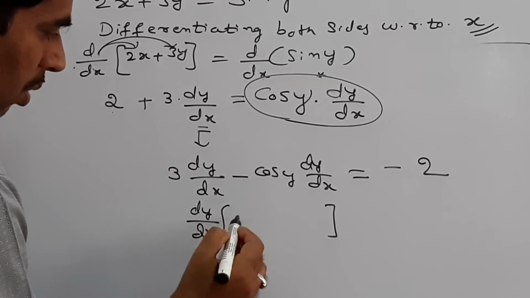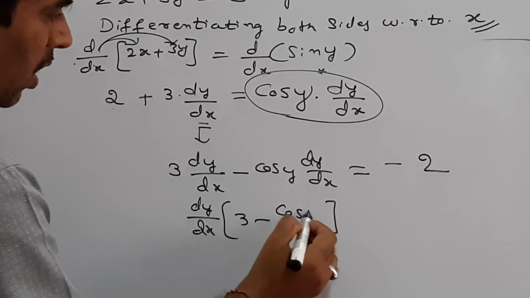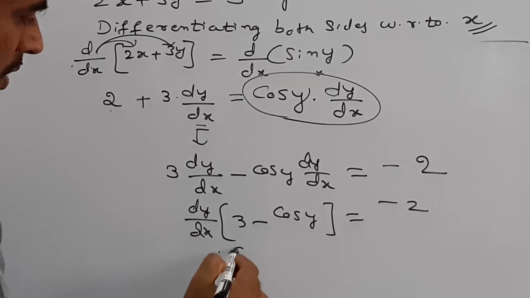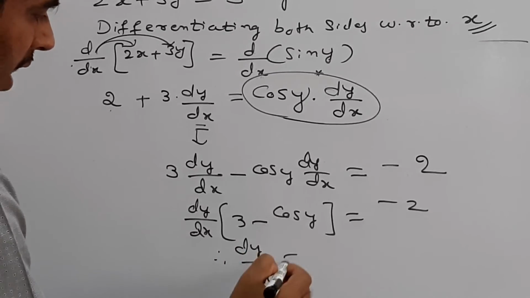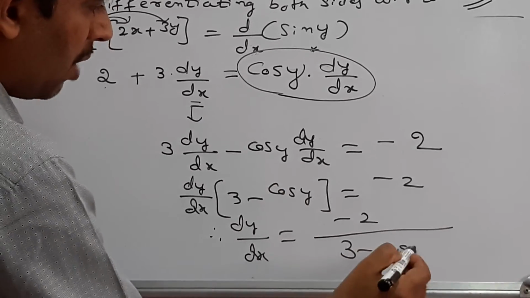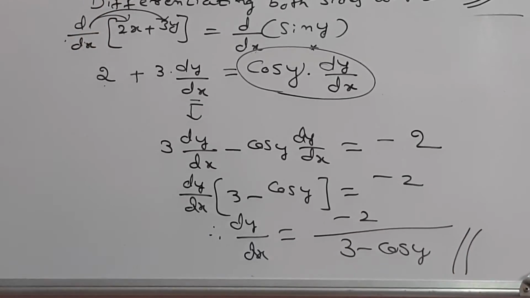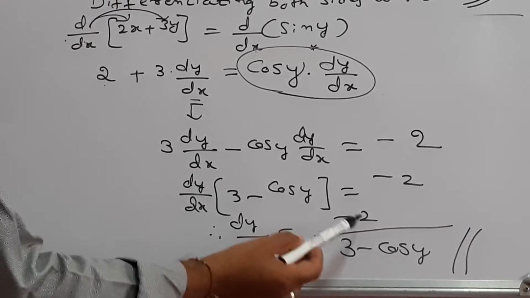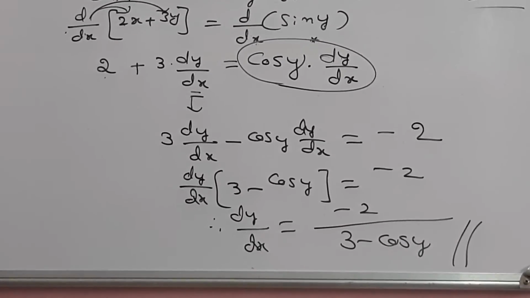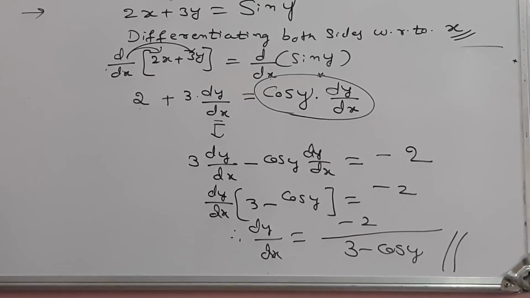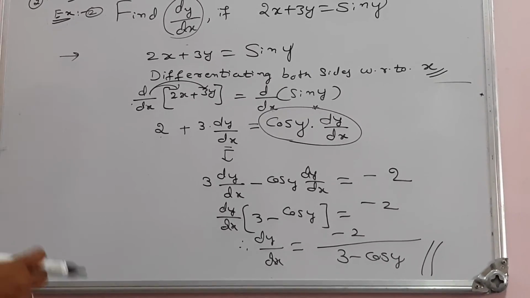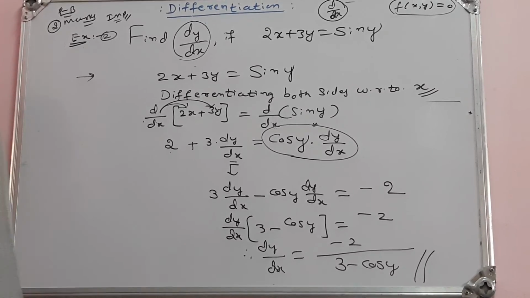If dy by dx comes outside, I will get 3 minus cos y inside the bracket is equal to minus 2. I want dy by dx. Therefore, dy by dx is equal to minus 2 on the numerator, and this coefficient comes to the denominator, that is 3 minus cos y. This is our derivative. So dy by dx is equal to minus 2 divided by 3 minus cos y. In this way we can do the derivative here.